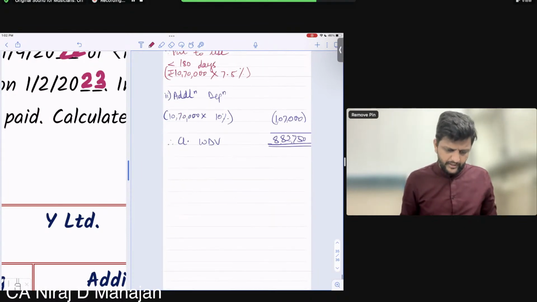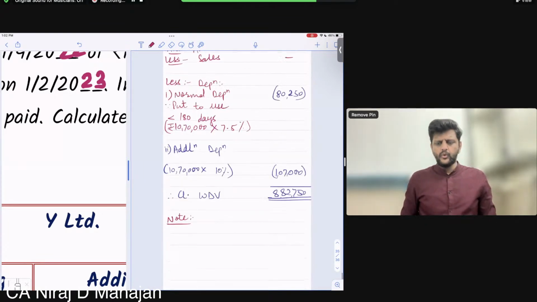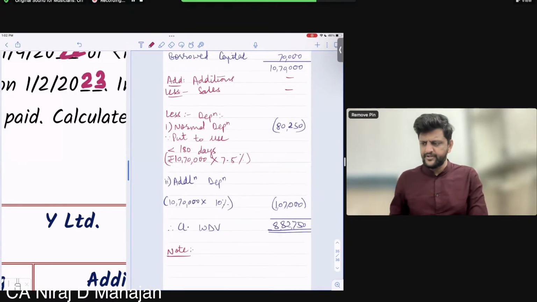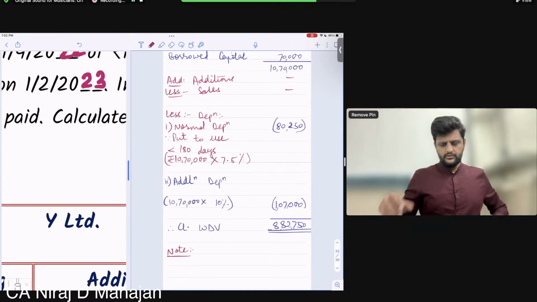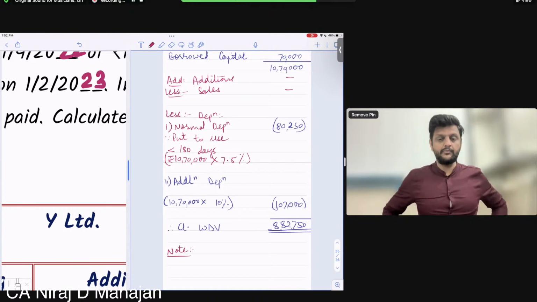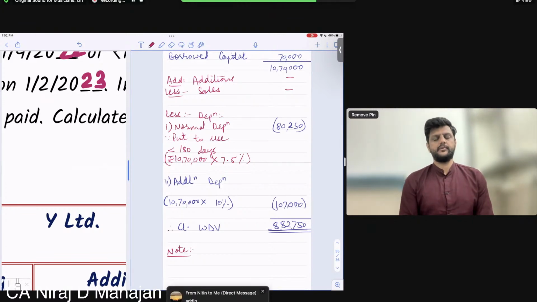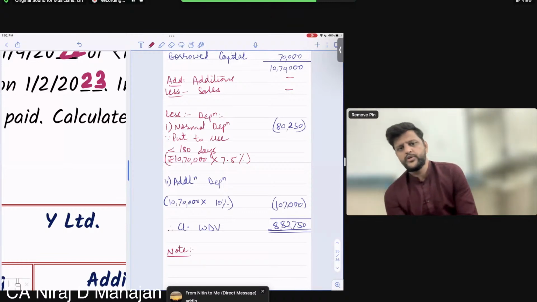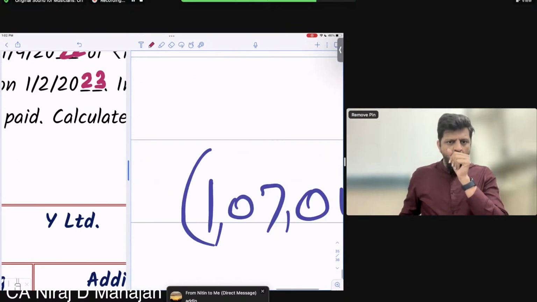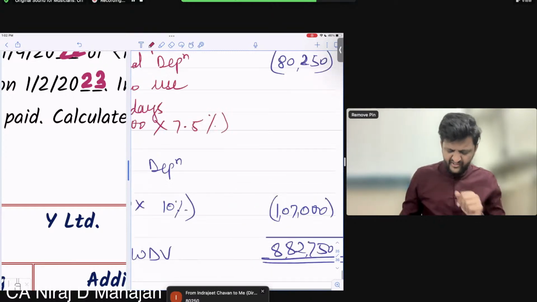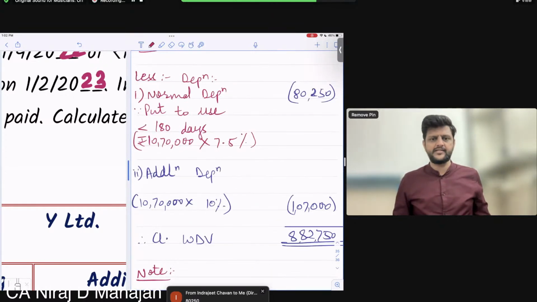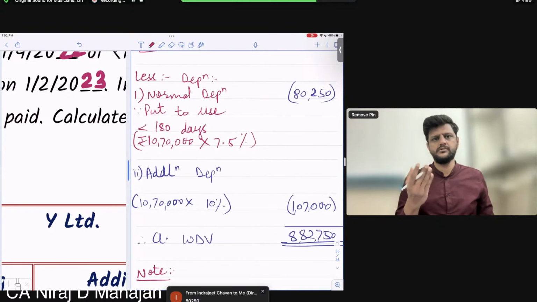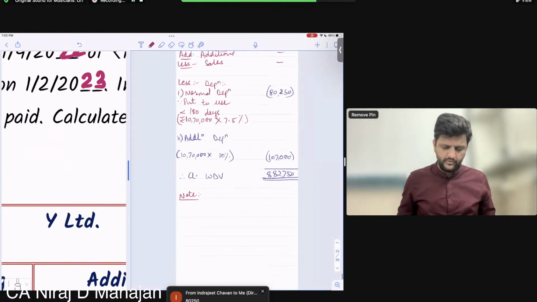Just a small note I am writing here. Which depreciation can I consider in the next year also? Means some amount can I consider. Correct. Half of the remaining additional depreciation can be taken in the next year also. Sorry, write down. 1,07,000. Additional.